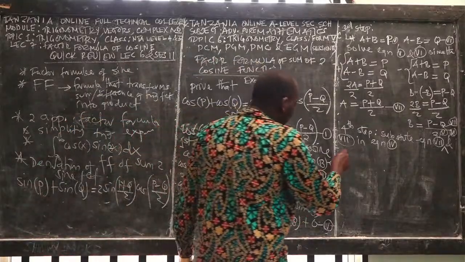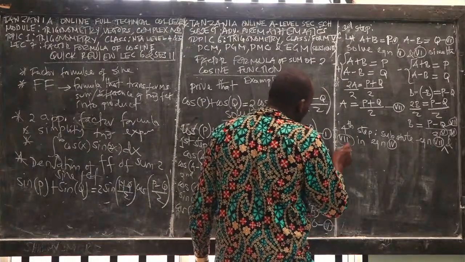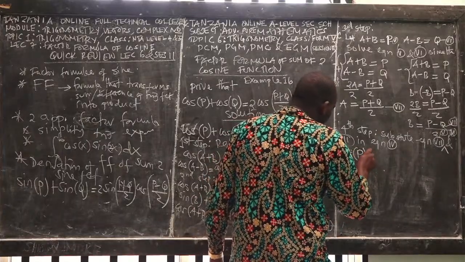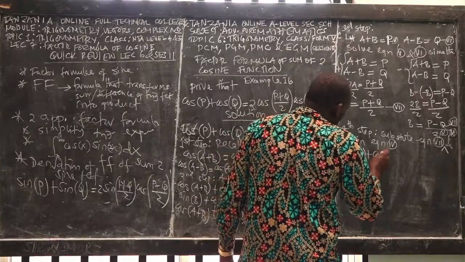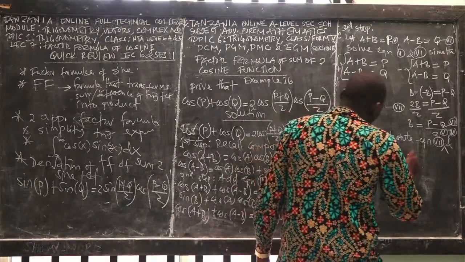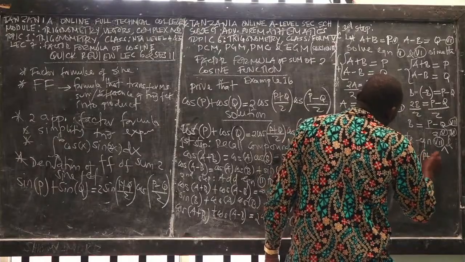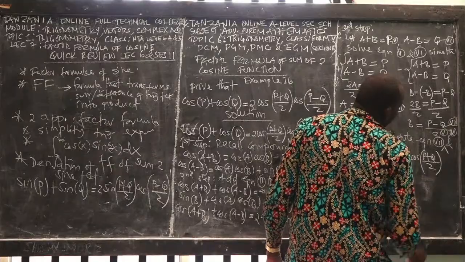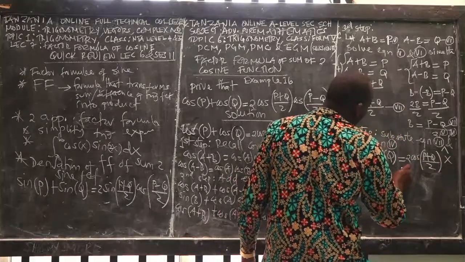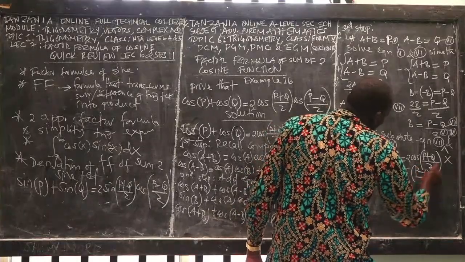So what are we going to have? We are going to have a trigonometric equation of this form. Cosine of P plus cosine of Q is equal to twice cosine of A, which is P plus Q over 2, then multiply by cosine of P minus Q over 2.